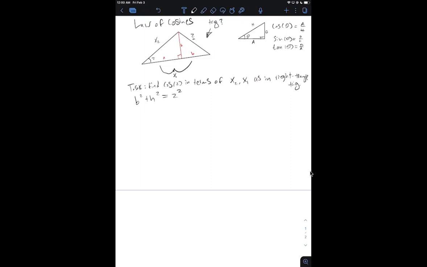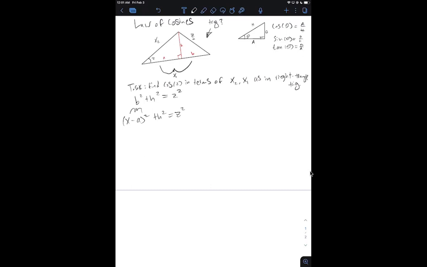So now I want you to do something kind of interesting. I want you to imagine rewriting b in terms of x and a. So let's swap that out, and write this out as (x minus a) squared plus h squared equals z squared. And let's put these midway marks here so that it's clear that this is not a 2, since I do have very sloppy handwriting. Okay, so what is our next step?